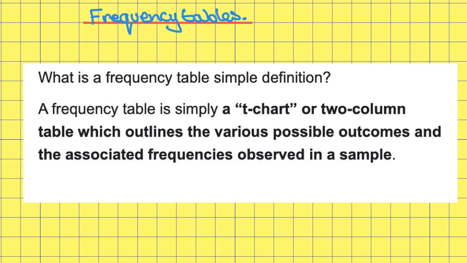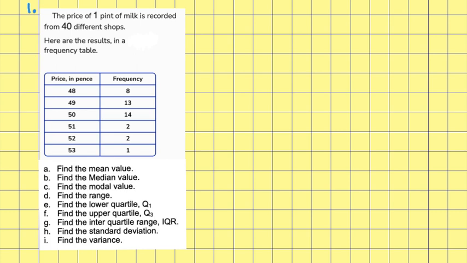In this video, we're going to look at frequency tables. So what is a frequency table? A frequency table is simply a T-chart or two-column table which outlines the various possible outcomes and the associated frequencies observed in a sample. Let's go through some questions.